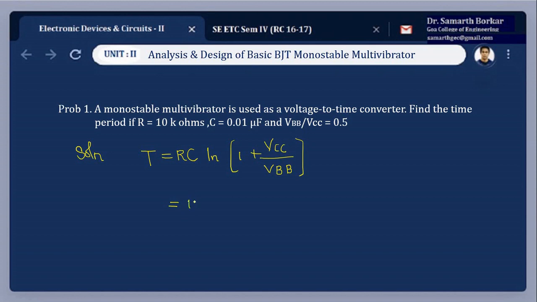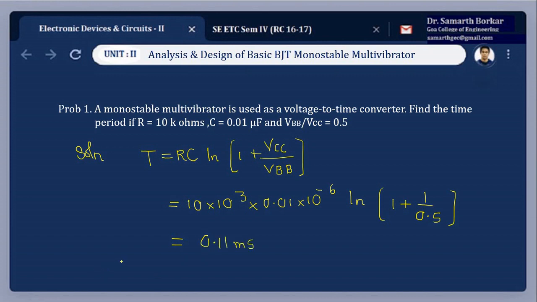Let us substitute the component values. R is 10K, so 10 into 10 to the power 3. Capacitor is 0.01 microfarad, so 0.01 into 10 to the power minus 6. Natural log of 1 plus 1 upon this ratio, which is 0.5. If you solve this, the time period is 0.11 milliseconds. And we can also calculate the frequency. The frequency is F equals 1 by T, so 1 upon 0.11 into 10 to the power minus 3. The frequency in this case is 9.09 kilohertz. So that's the end of the first problem.